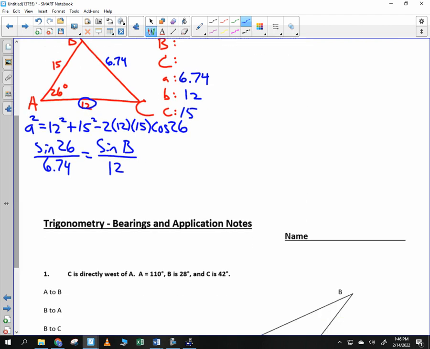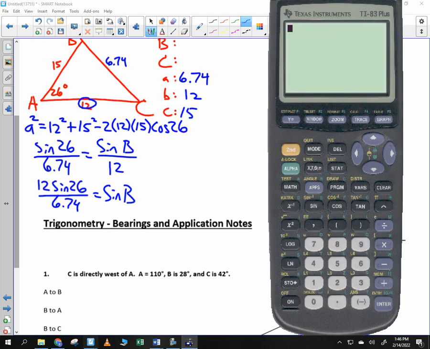So, what do I do to solve? What do I do to both sides? Yep. So, 12 sine of 26 divided by 6.74 is equal to sine of B. So, I go to my calculator. I turn it on. I press 12 sine of 26, and I divide that by 6.74. And I get that. Is that my answer? No, you're finding an angle, so what do you press? Inverse sine of that answer, and I get 51.30.